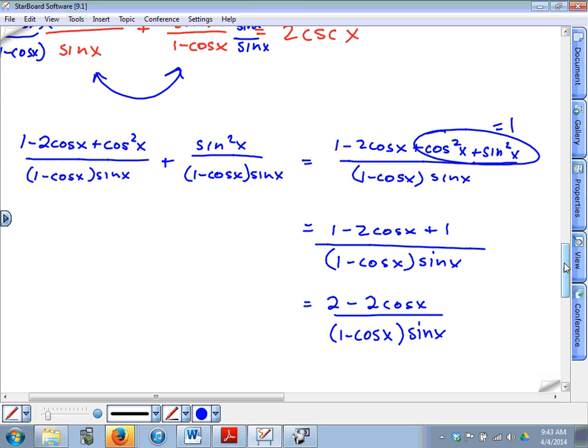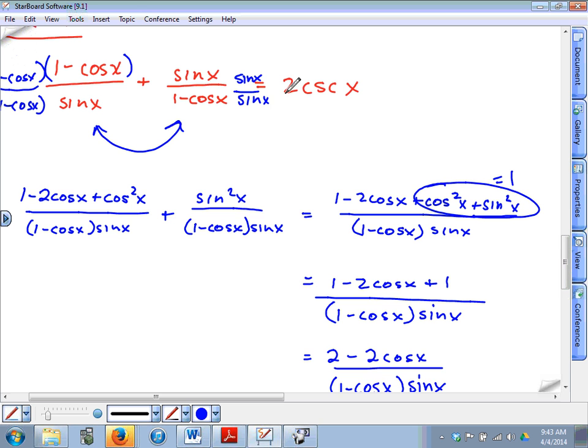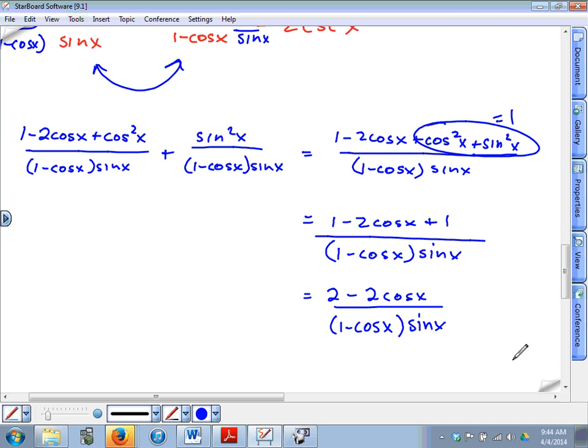We've lost sight, I think, of where we're supposed to be going. We're supposed to end up with 2 cosecant of x. But we have a couple of 2's. There's something really easy that we're overlooking. It's right there. Cosine of x over the sine, tangent. Okay, okay. Oh, wait, one.